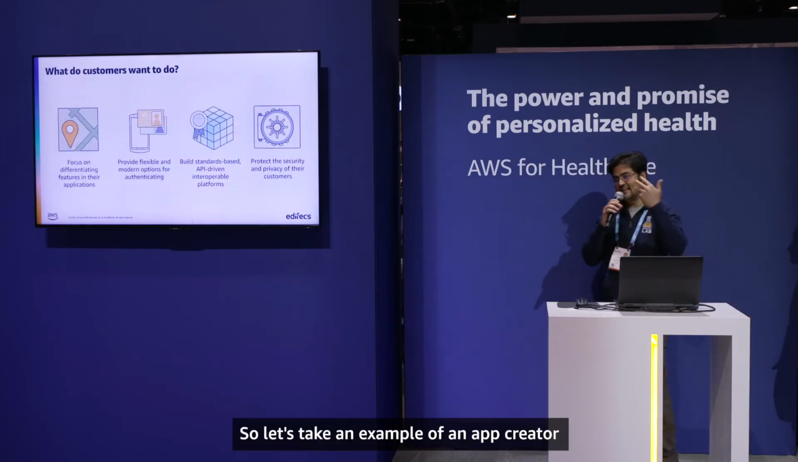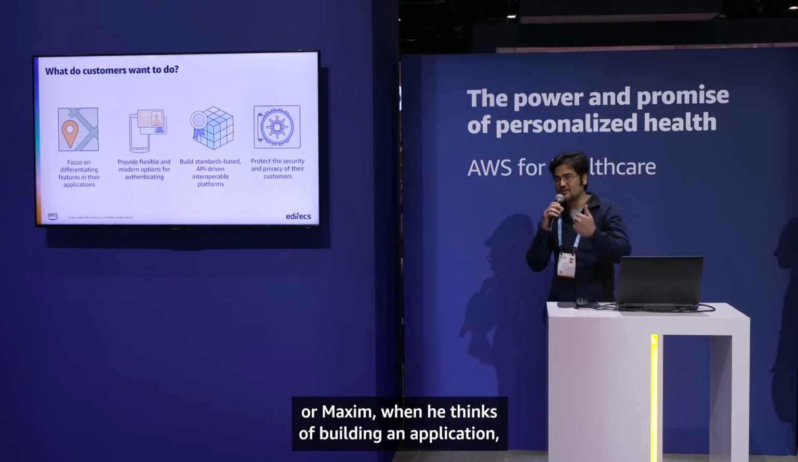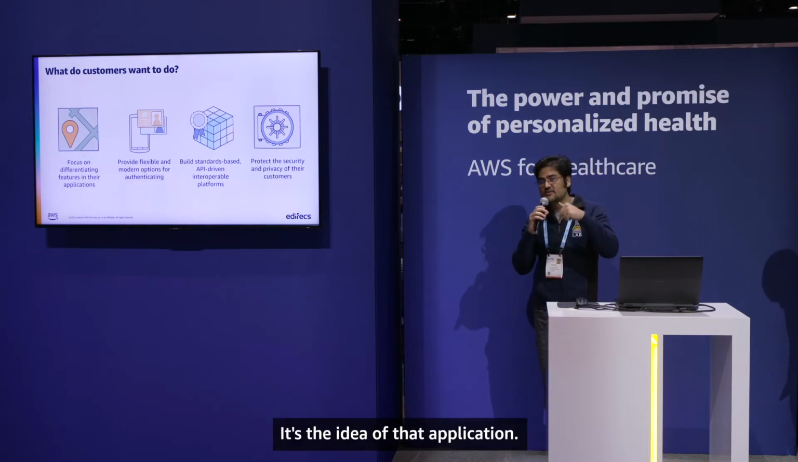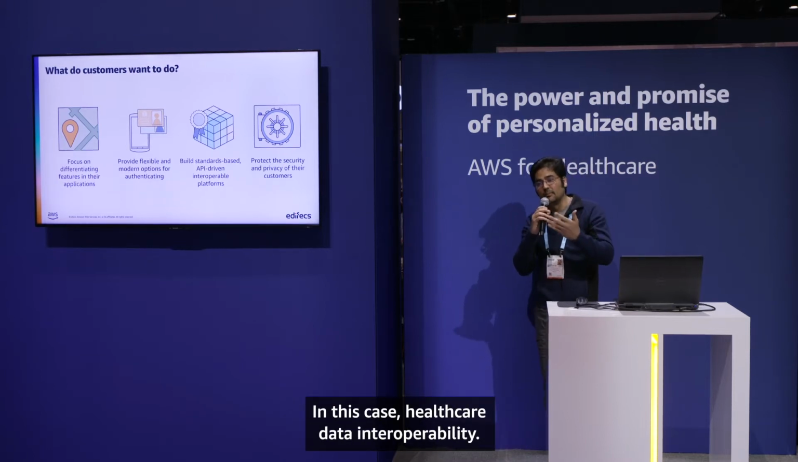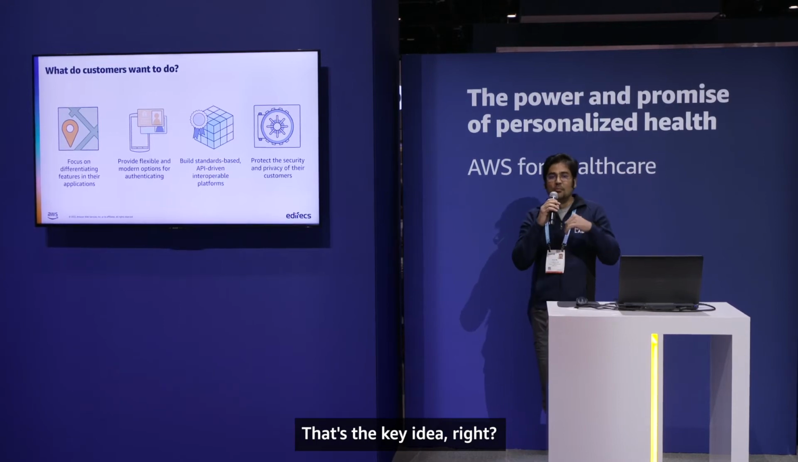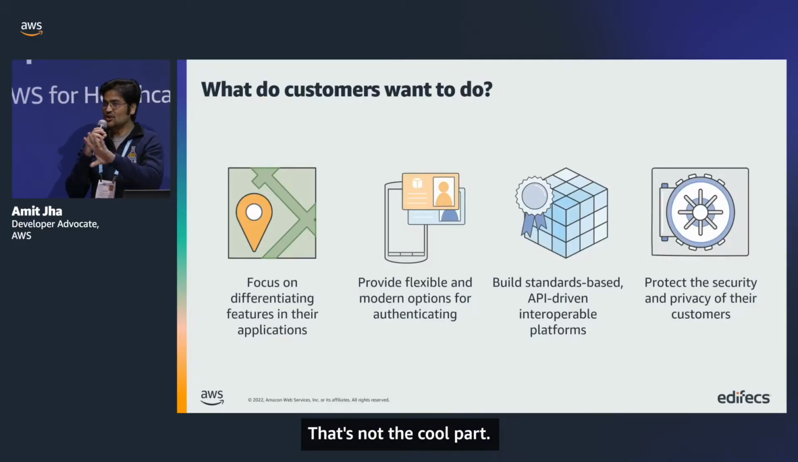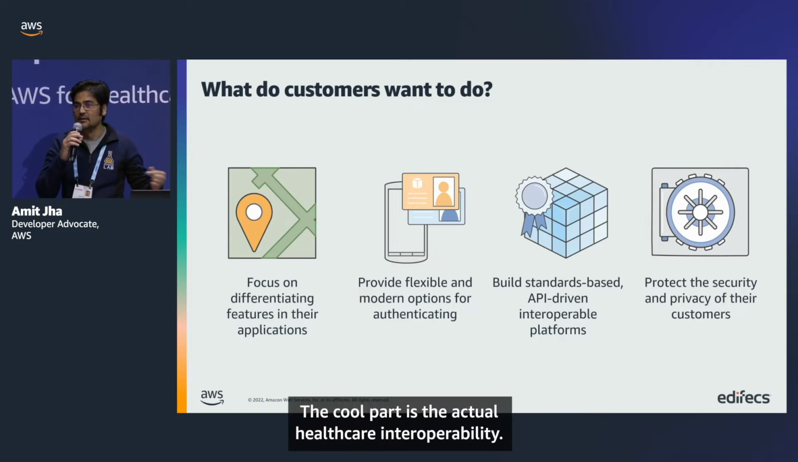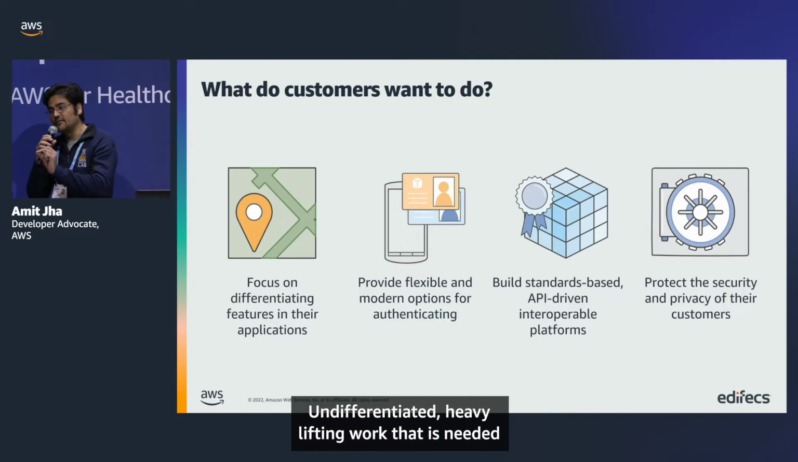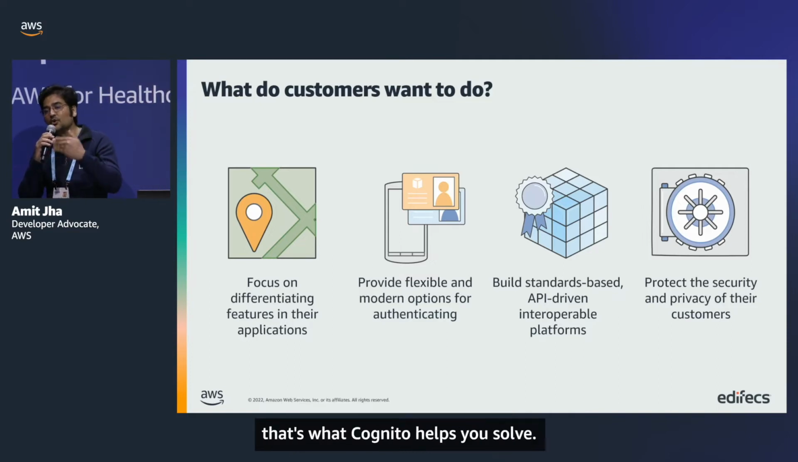So let's take an example of an app creator, like Maxim. When he thinks of building an application, what's the cool thing? It's the idea of that application, in this case, healthcare data interoperability. That's the key idea, right? Cognito brings in sign up and registration. That's not the cool part. The cool part is the actual healthcare interoperability. The undifferentiated heavy lifting work that is needed for application identity, that's what Cognito helps you solve.